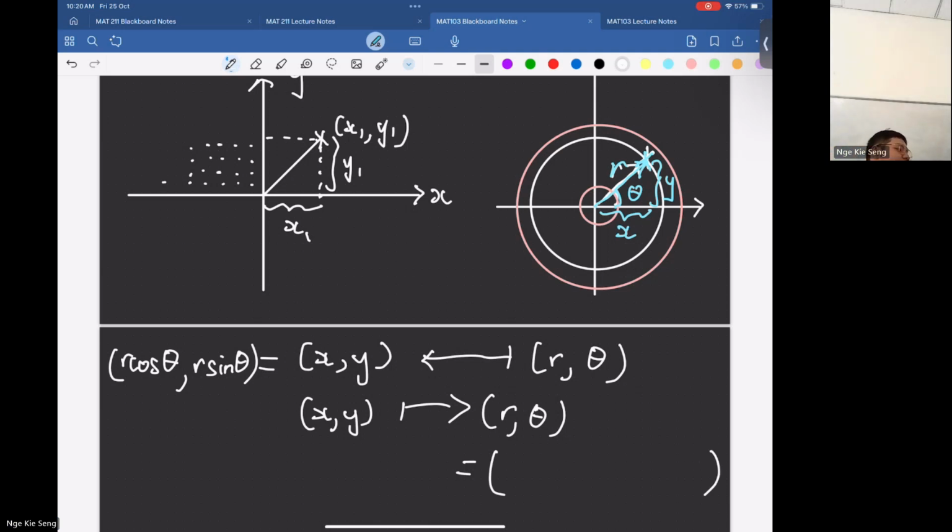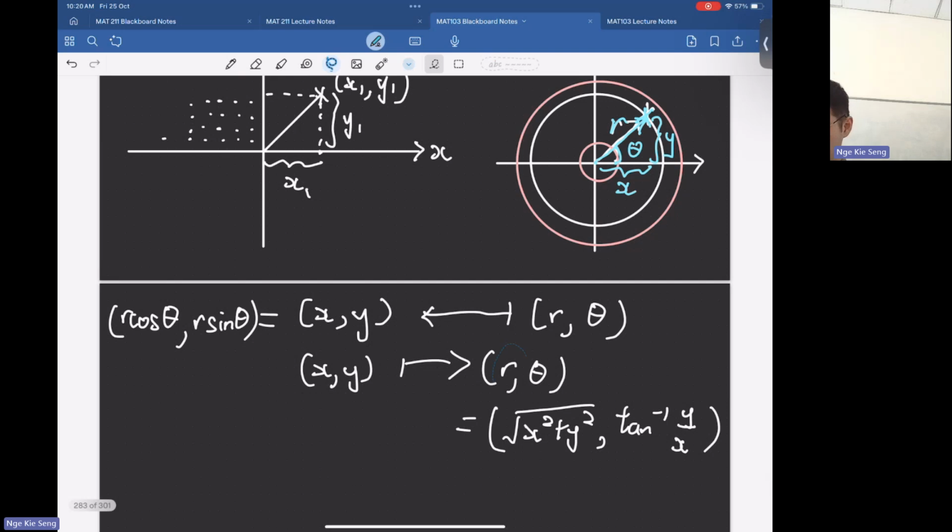Square root of x squared plus y squared, and then tangent inverse of y over x. Y over x or x over y? Y over x. Let's check it out. So how to get r? We use the same formula here. Why? Because we rely on the fact that the circle that we consider is always centered at 0, so there's no shifting on this circle equation here.